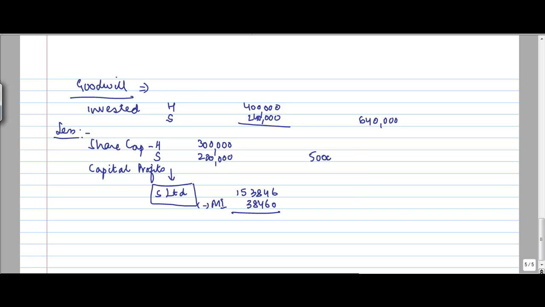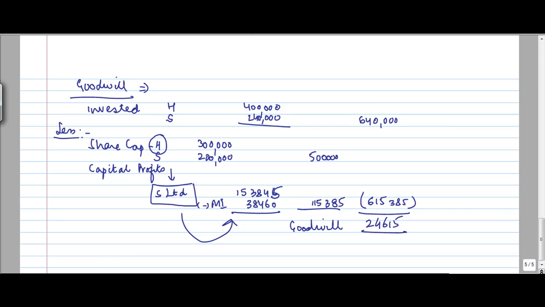So 5 lakh was here. 115,385. Let's keep this as 5 only for the sake of rounding. So 615,385 is what I received. So 24,615 is my goodwill. Please note, I'm not reducing the capital profits of whom? Of H Limited. Why? I'll show you why.